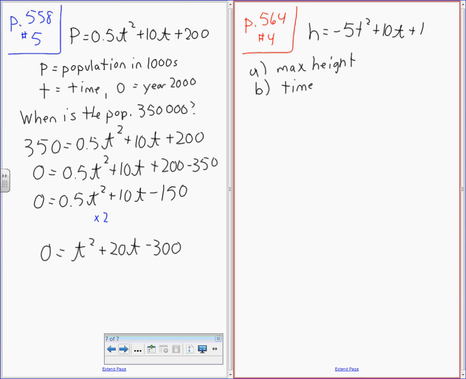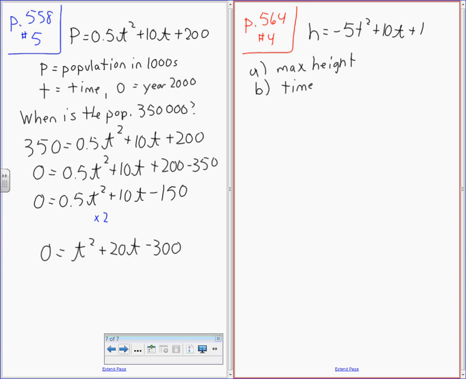So here's the thing. This equation is in terms of t and h instead of x and y. When you get your vertex, it's going to be like x comma y. Which one of those variables is like x and which one is like y? H would be y.